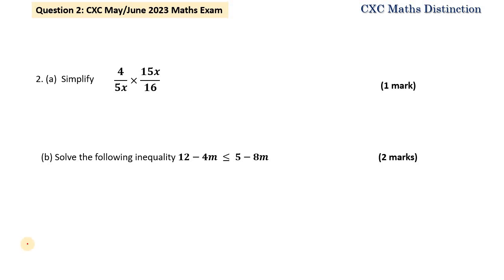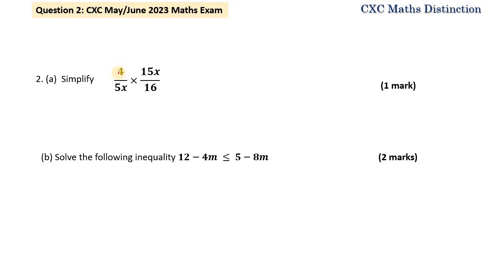Okay, so this is question 2 of the CXE May-June 2023 maths exam. We have part A and part B. In part A, we're multiplying two algebraic fractions. And since we're multiplying, we're going to simplify numerator with denominator using the highest common factor.